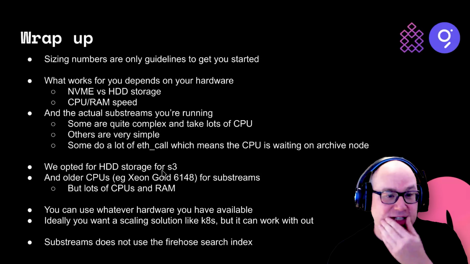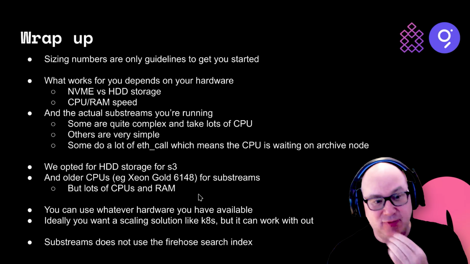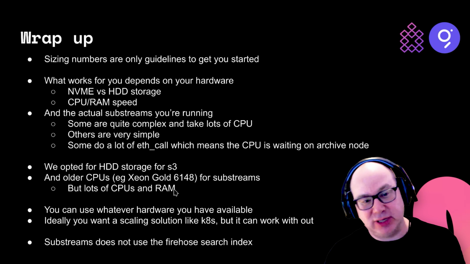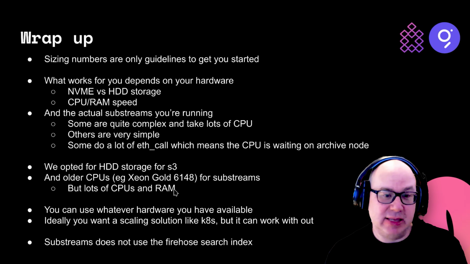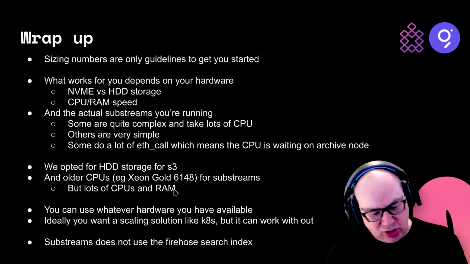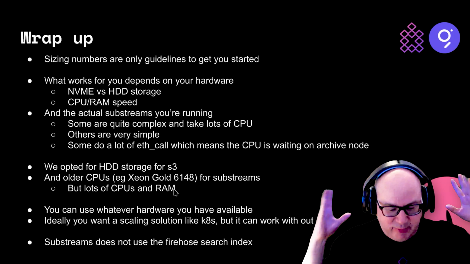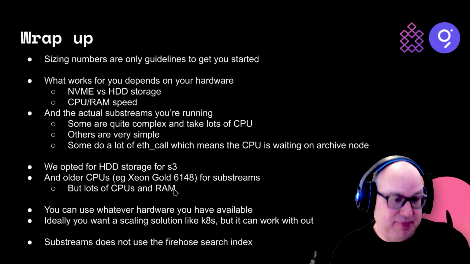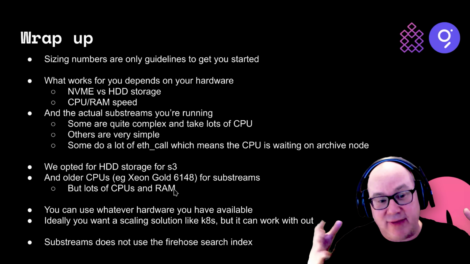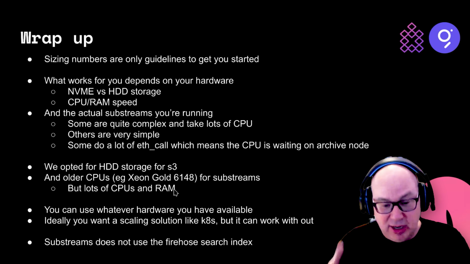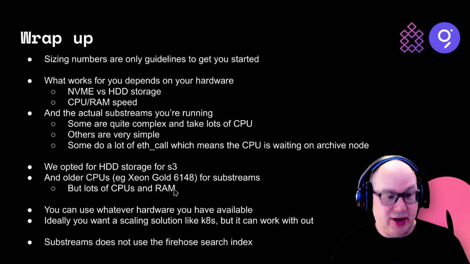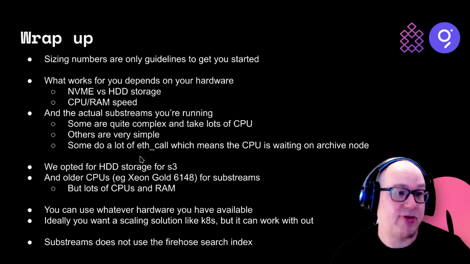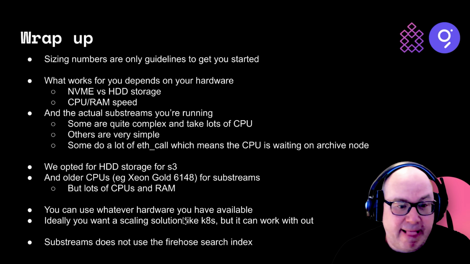As I said, we've opted for HDD storage and we've also opted for older CPUs because they're more affordable. So we put lots of CPUs and RAM and we scale. So for substreams, you don't need the biggest, fastest, best machine. You just need a lot of CPUs if you want to do things fast, and you don't have to choose the best and fastest one. Go find your favorite used hardware reseller and ask them for hardware. That will work perfectly fine for substreams.